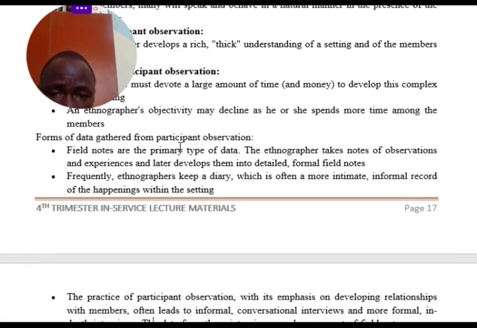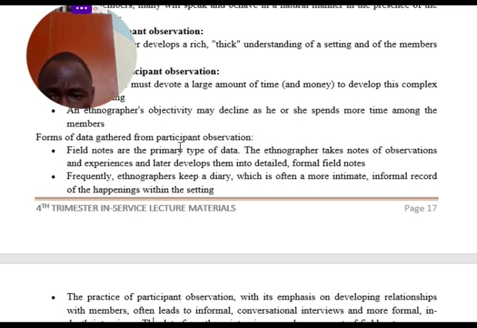Then the other they are trying to display is that there is spending more time among the members. So when you travel from one place to another, when you want to find out a given aspect in terms of participant observation, the researcher is able to know given information or to obtain information, and in so doing it requires a lot of time when he or she is studying the given form. Then below, they are saying forms of data gathered from participant observation.